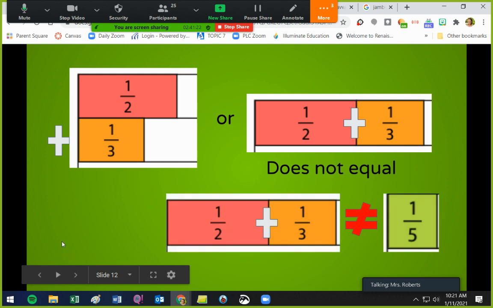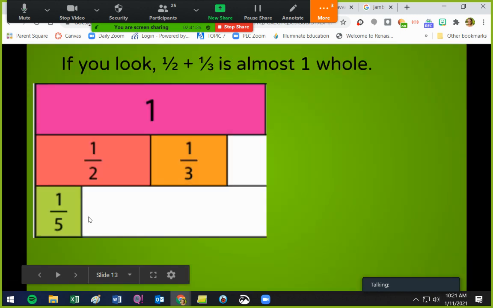that does not equal 1/5. Does not equal 1/5. And let me show you. So this is the 1/5 piece. Okay, that's how big it is. If you look here, comparing it to 1 whole. So if you look, 1/2 plus 1/3, that's almost 1 whole.